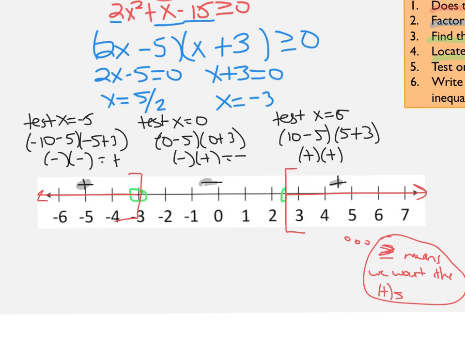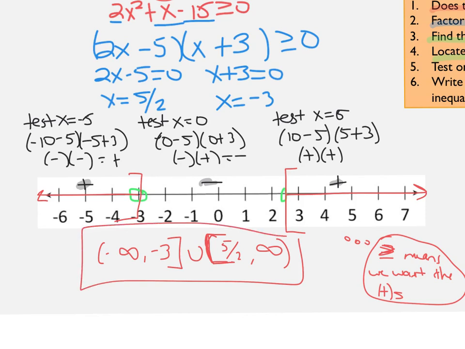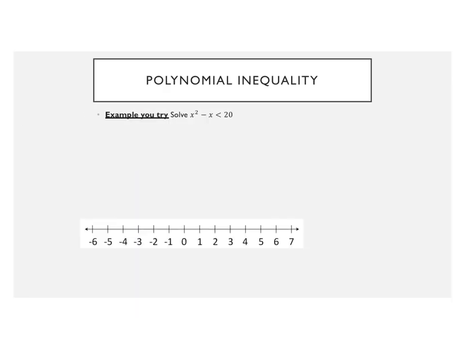All that's left for us to do is to write our solution set in set notation. So we'll start with negative infinity because all the x values are getting smaller, to negative 3 with the straight bracket, a union, and then we'll have a straight bracket, 5/2 to infinity. And so that's all we do. I want you to take a nice hot minute and try this example.